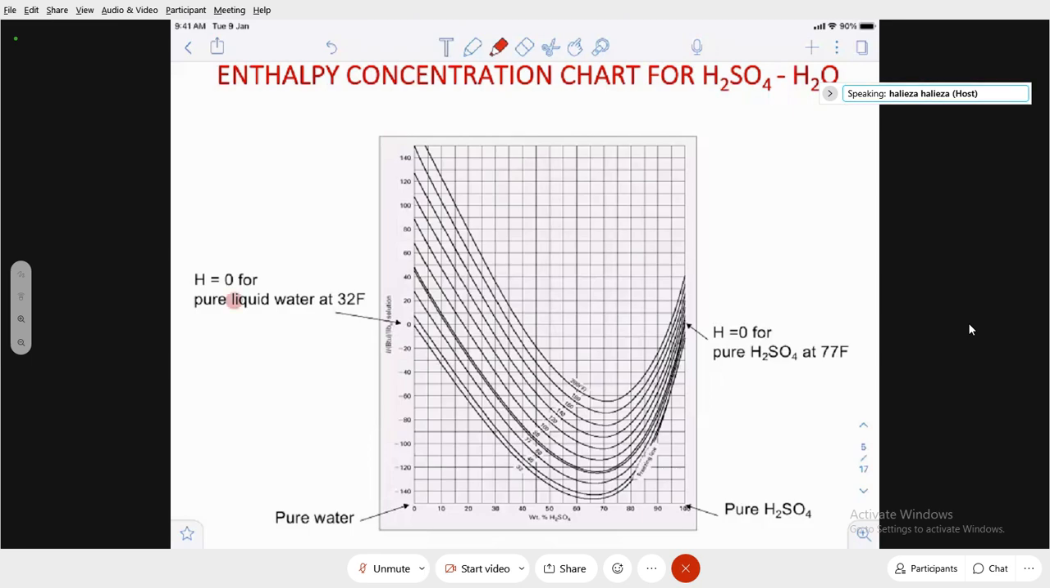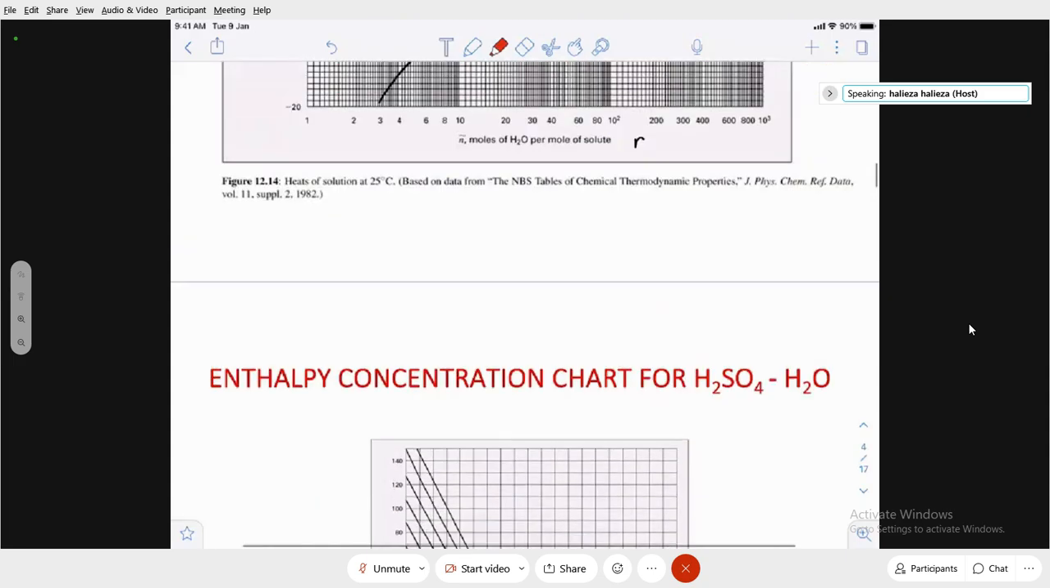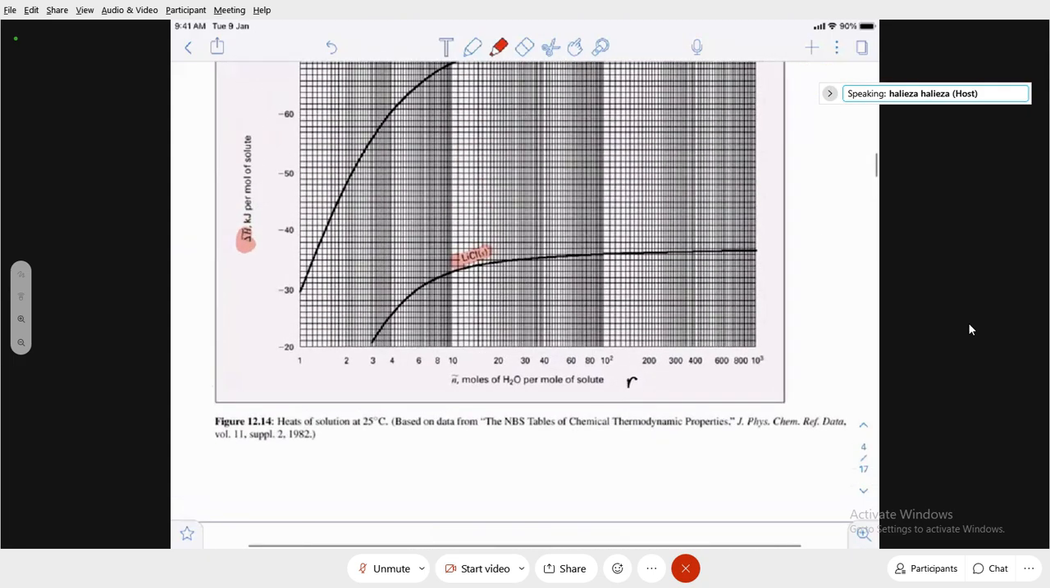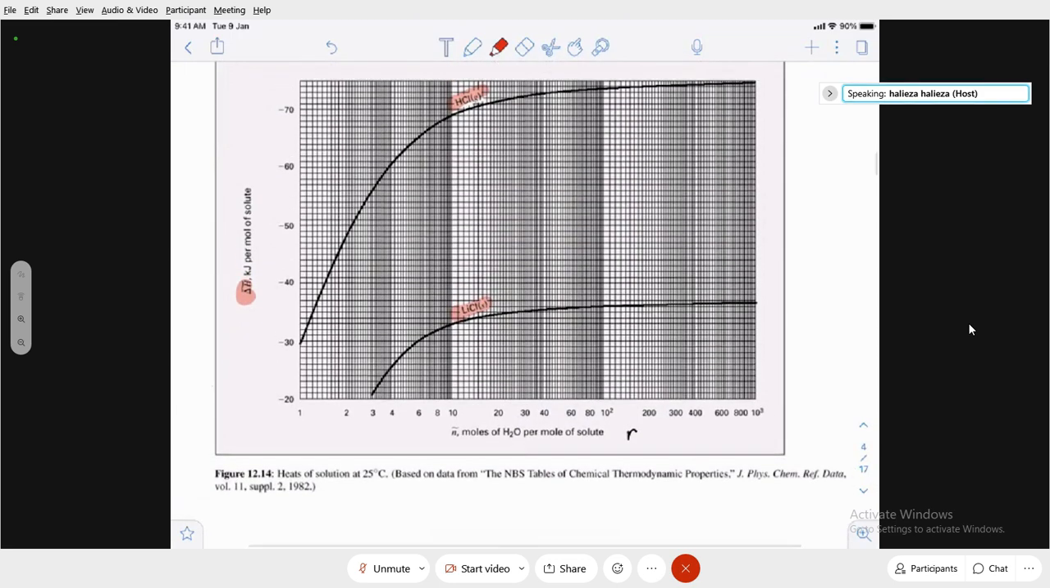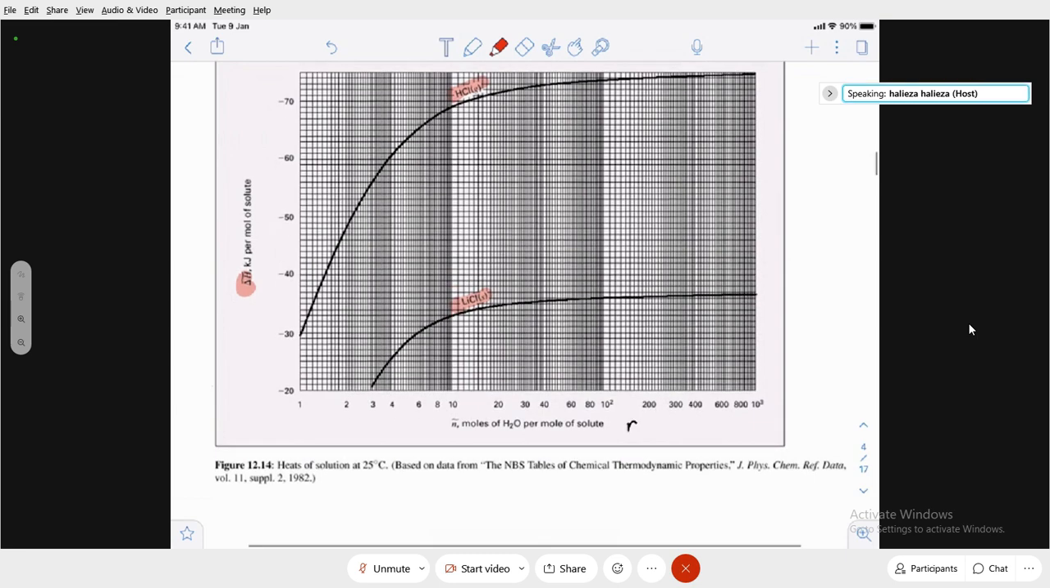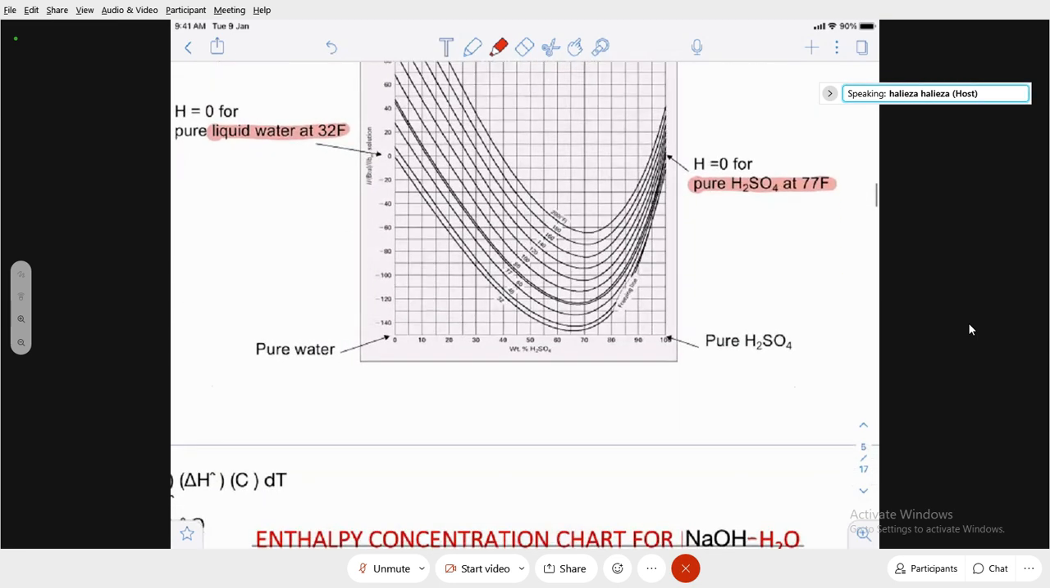Your water is pure water at 32 degrees Fahrenheit, and your solute is pure sulfuric acid at 77 degrees Fahrenheit. That is your reference state. So if you're using this graph, you need to follow that reference state. The same case applies for this graph. I'm not sure what the reference state is, but all you have to do is look at where the enthalpy is 0, and you should be able to know the reference state.